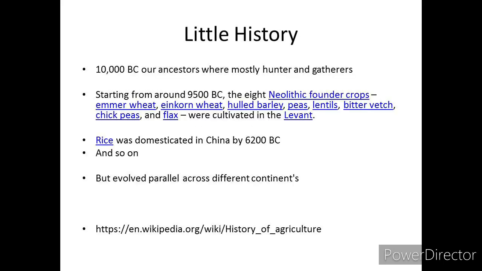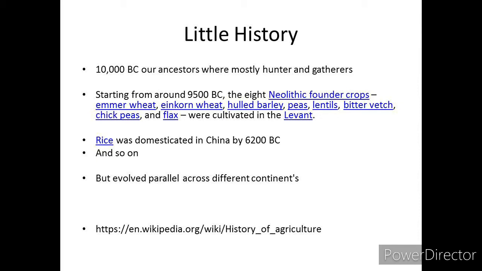It would be more interesting to start the subject with a little bit of history. Till 10,000 BC, our ancestors were mostly hunters and gatherers. So around 9500 BC, we started gathering wheat, flaxseed, chickpeas, etc. and learned to cultivate it somewhere in the banks of Nile River and in early Mesopotamia, the present day Israel, Lebanon, and Syria.